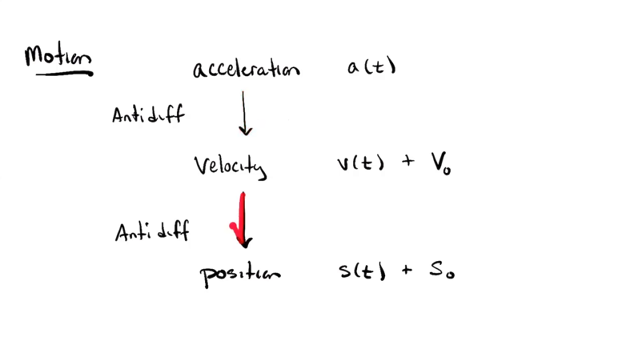And if you anti-differentiate velocity, you get position. So you can recover the position of something from its acceleration or its velocity by the anti-differentiation process. Those antiderivatives will involve constants, and you'll need conditions. You'll need either an initial velocity or an initial position to recover those constants.